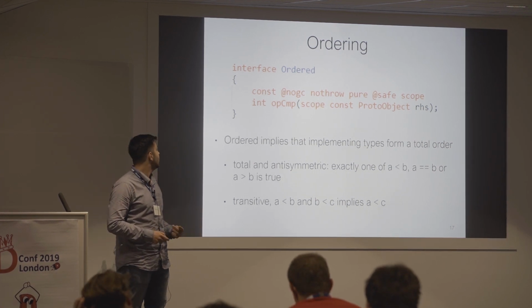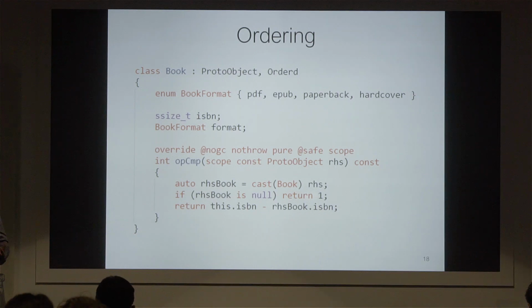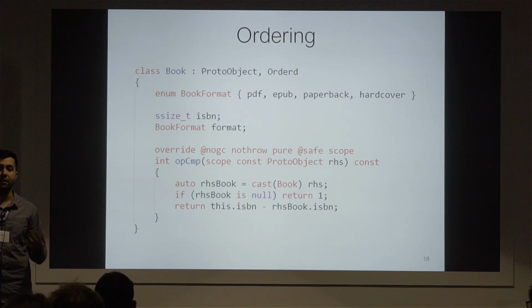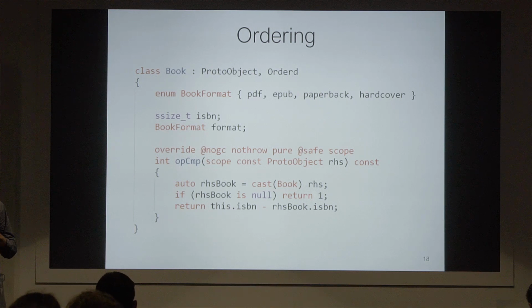So now let's look at an example. So suppose you're implementing your class, a book, and so you'll have a unique identifier, the ISBN, and a format. And the way to compare, because a book is uniquely identified by its ISBN, you don't care about the format, right? So you just look at the ISBNs.